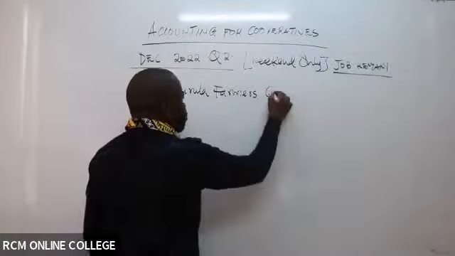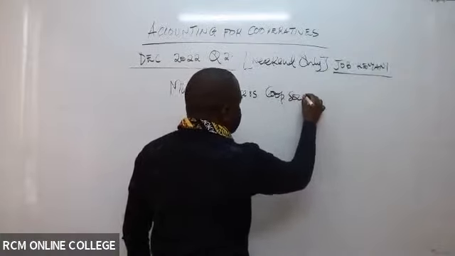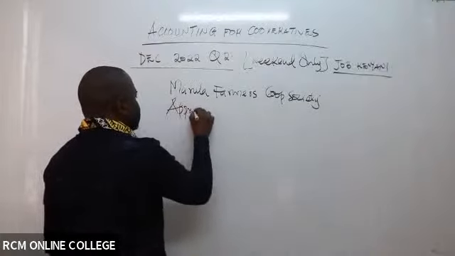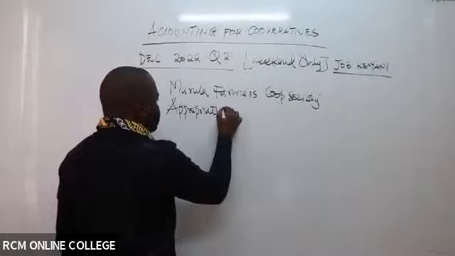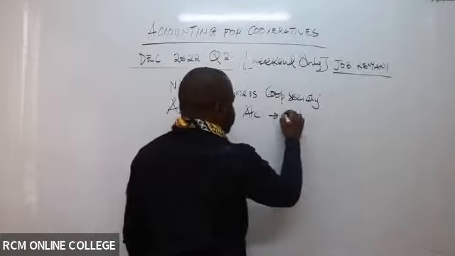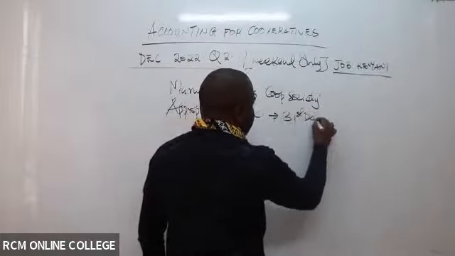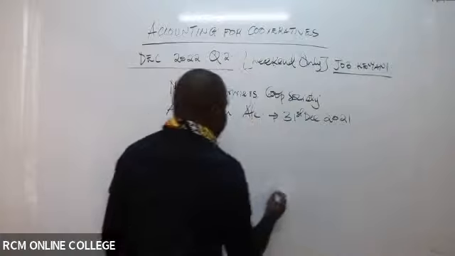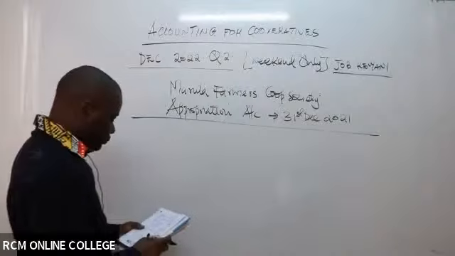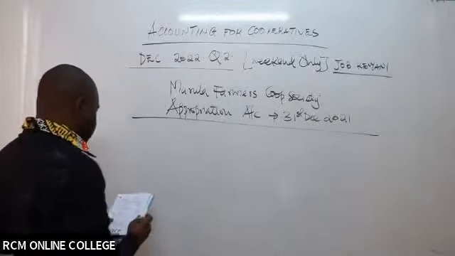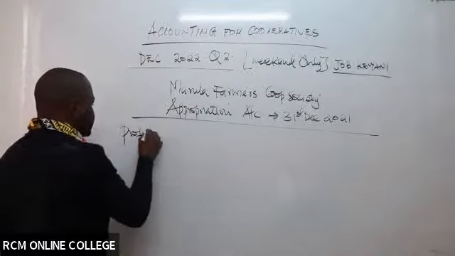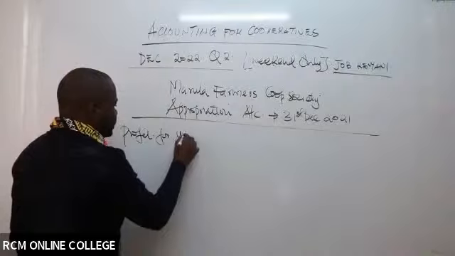Marula Farmers Coop Society appropriation account for the year ended 31st of December 2021. So you'll start with the profits for the year. The profit for the year realized is how much?